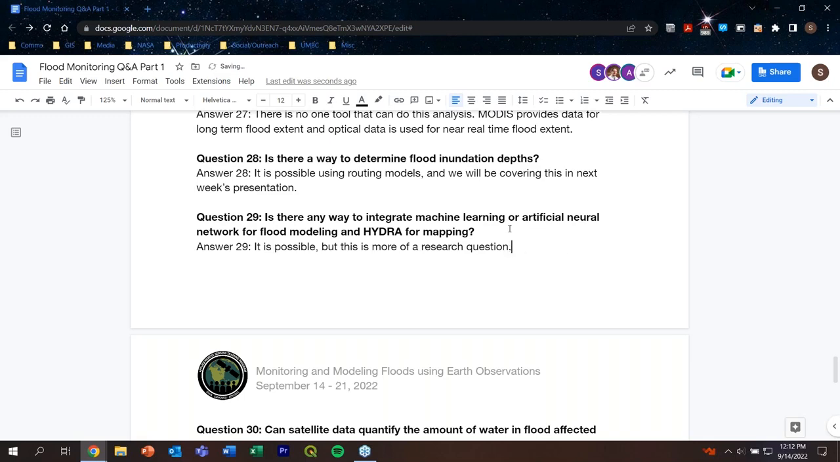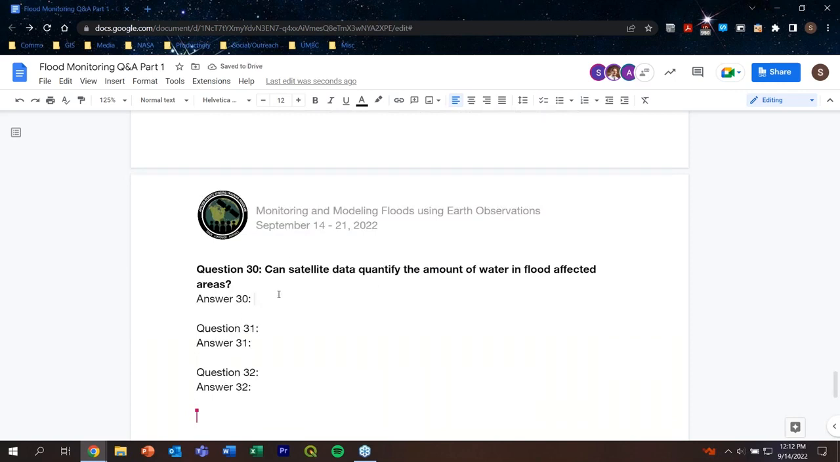Can satellite data, this is question 30, quantify the amount of water in a flood affected area? Satellite data along with a hydrologic model can do that. Not just from satellite data, but if you have all the water cycle components, then combining remote sensing data with hydrologic model data, you can gauge quantity or amount of water in a flood affected area.